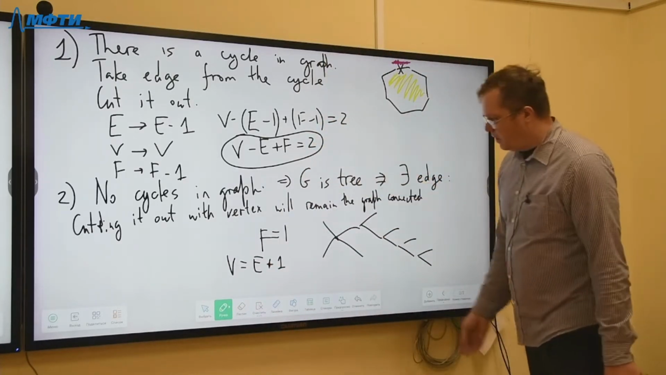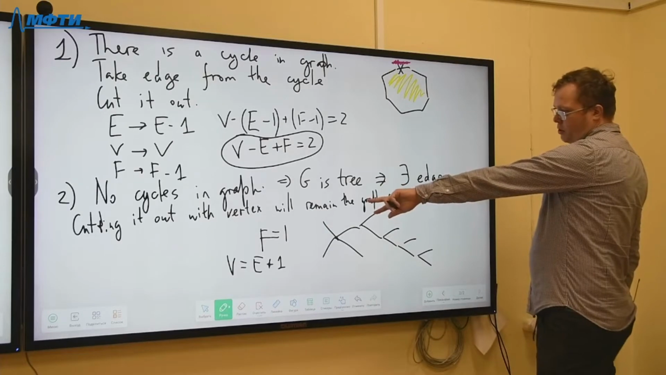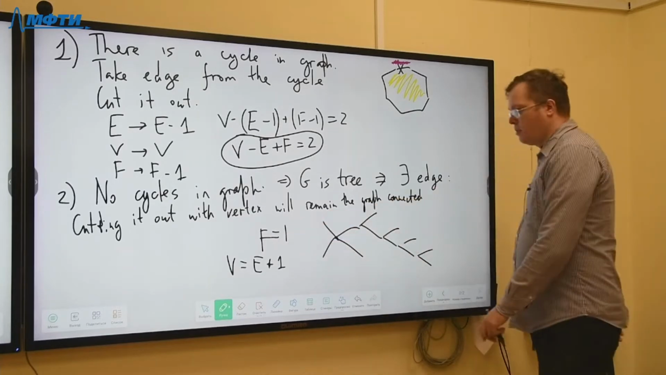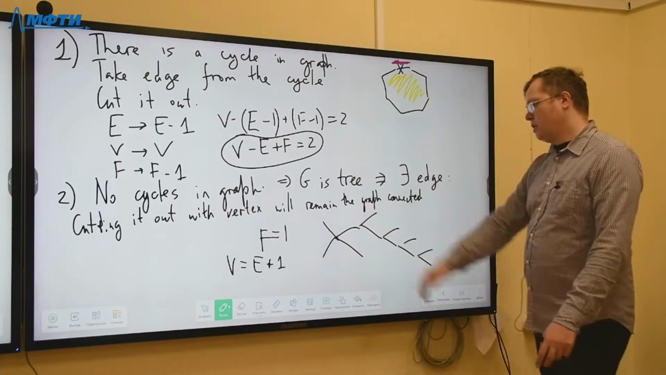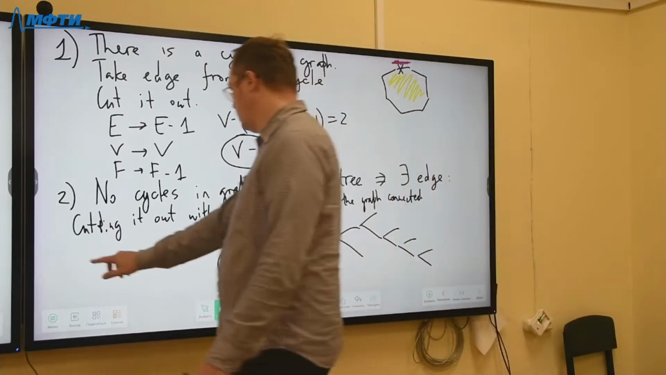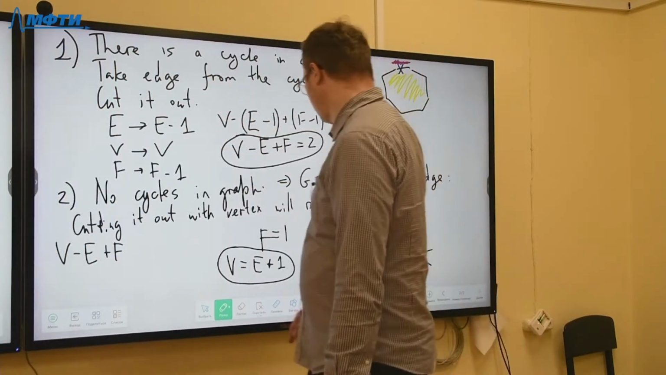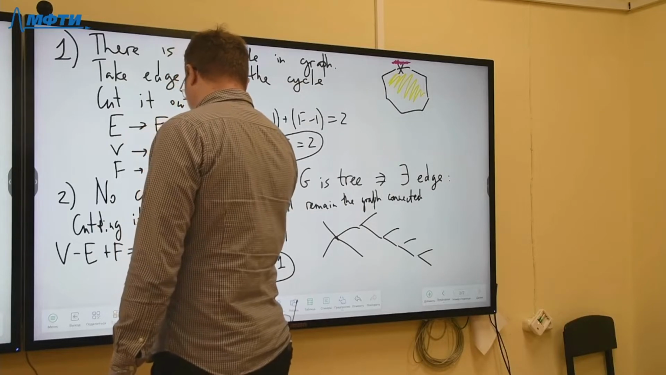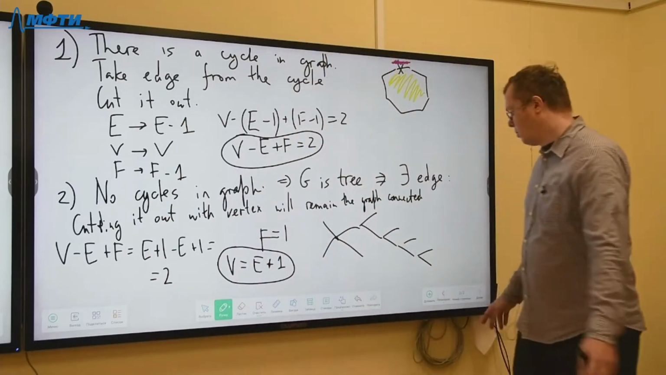So if we have a tree, then we can cut off one of the edges with the vertex so that the graph remains connected, and then for the rest of the graph we will have this identity, and so this identity holds for each tree. But I can just prove it once more, or just use this property of the tree, and then again we have this identity. So V minus E plus F will be E plus 1 minus E plus 1, which is exactly 2. And so we prove this theorem for connected graphs.